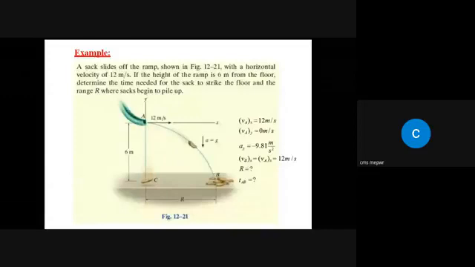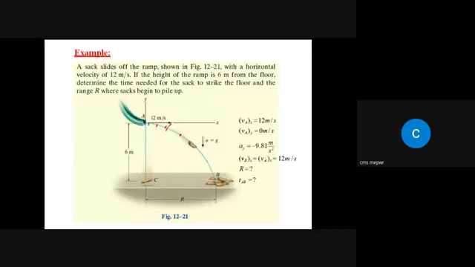A sack slides off the ramp. What is a sack? What is a ramp? This is basically that inclined surface. You can say it's some surface, some floor, earth surface, or some level. I have also mentioned this thing over here, that it is basically a roadway that is connecting different levels. For example, this level, or this level, right? It is connecting different levels, but it is inclined. For example, from this to this, it is inclined. Again, from this to this, it's inclined. So throughout, it is inclined.